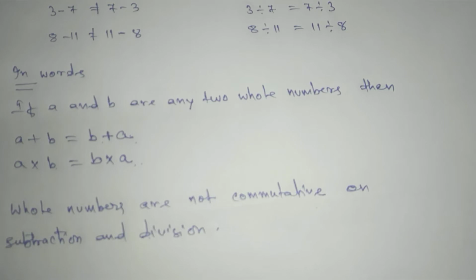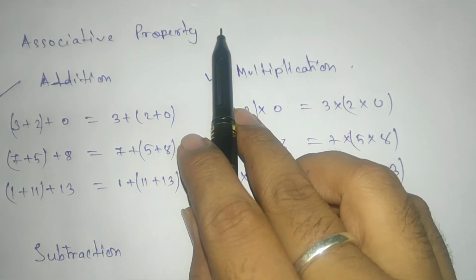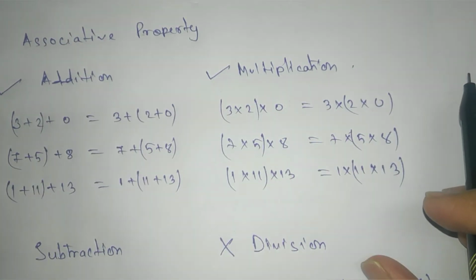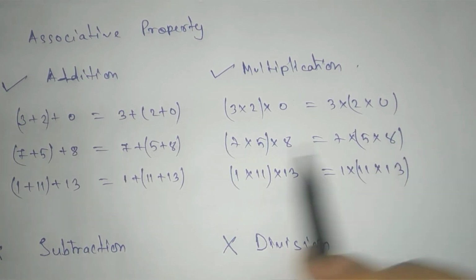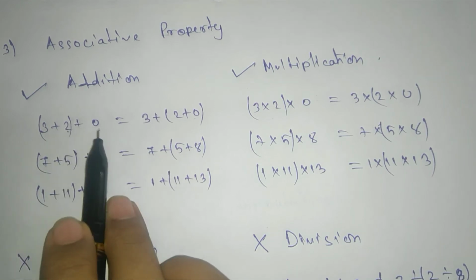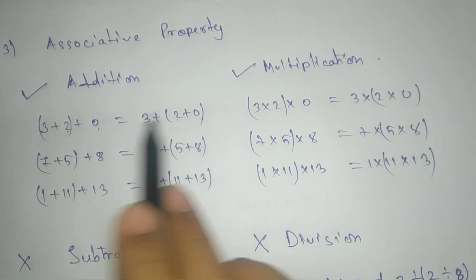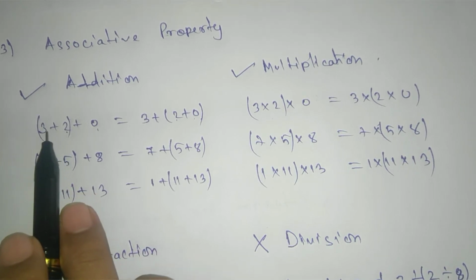Similarly, here we have the associative property. The associative property is also called the group property, and the commutative property is called the order property. Order means you change the place, and here we will not change the place, we just take the group differently. See, 3 plus 2 plus 0, 3 plus 2 plus 0, we have just changed the bracket. So what does it mean here?